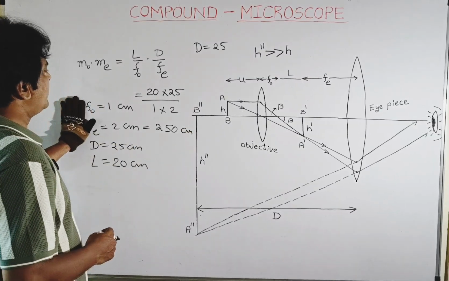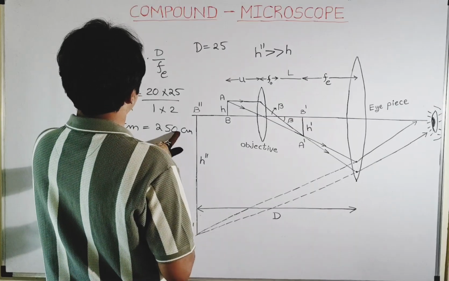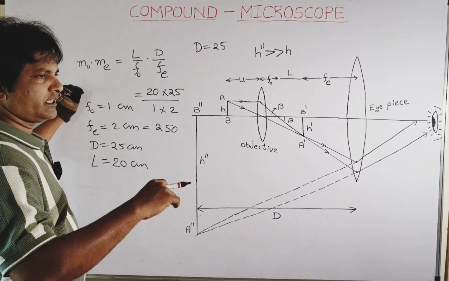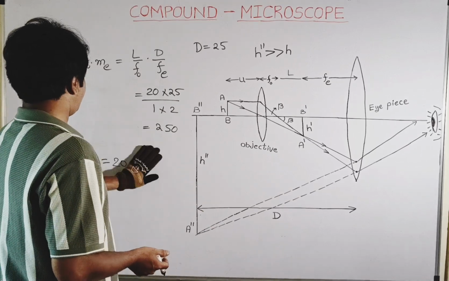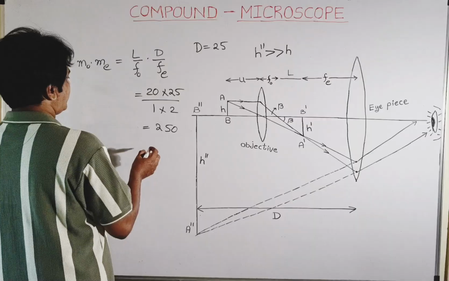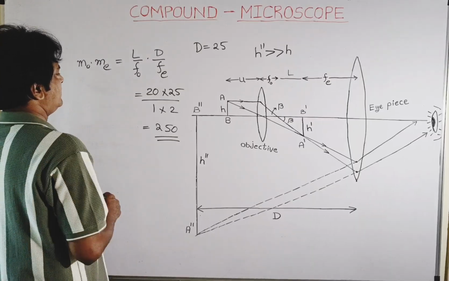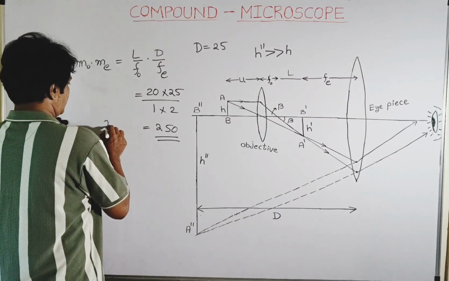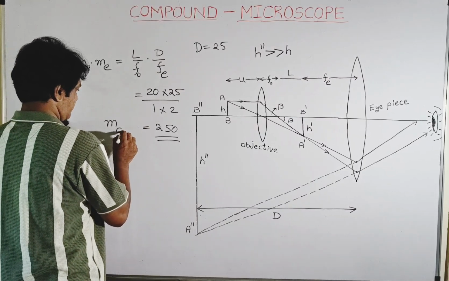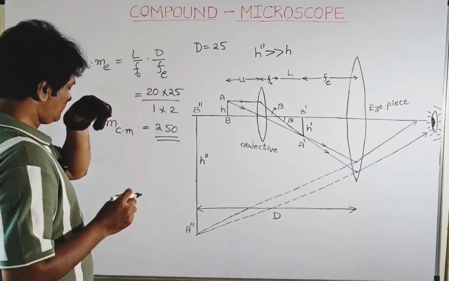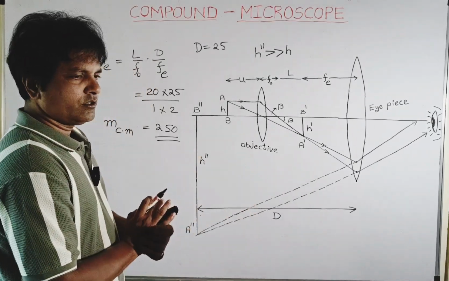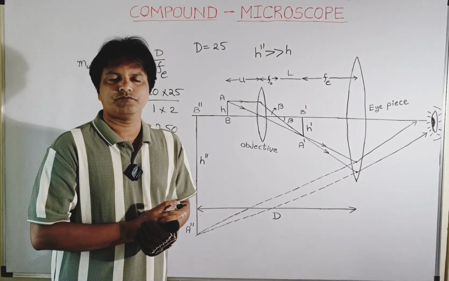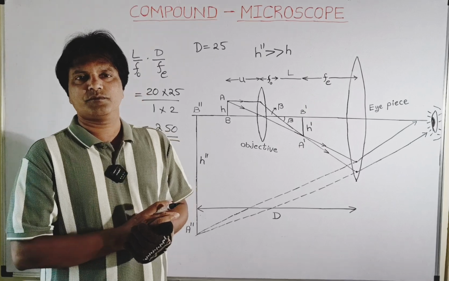Magnification has no units, it is only the number of times the image is magnified. So the resultant magnification for this data is 250 times. This is what you call the magnification of the compound microscope. This is how we understand the theory and mathematical form of the compound microscope. In the next session, we'll discuss one more interesting topic.